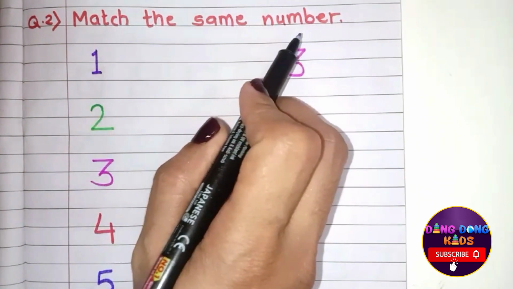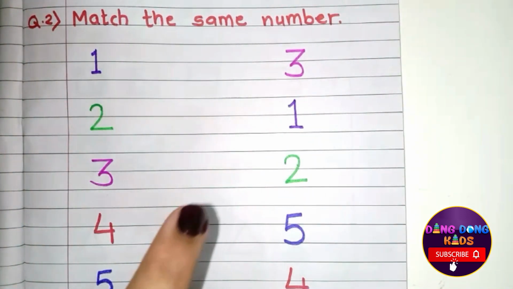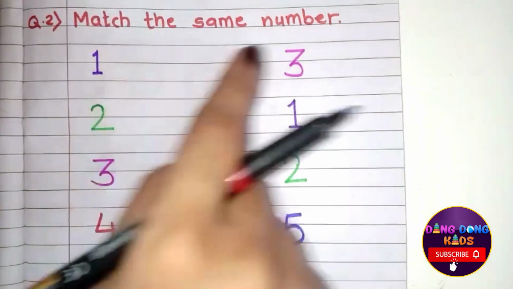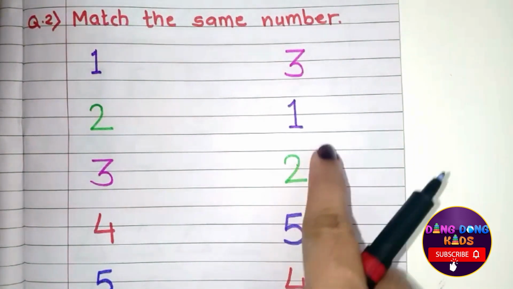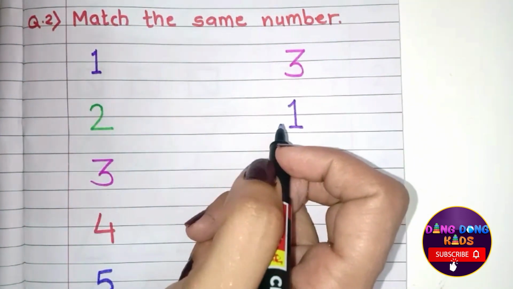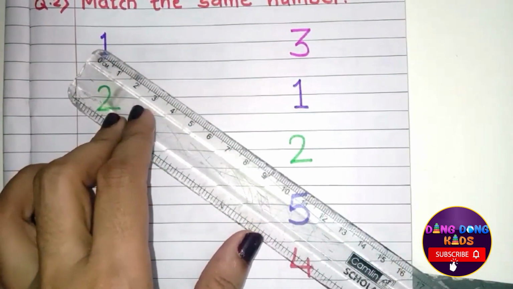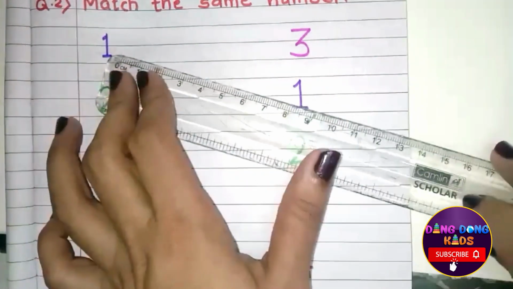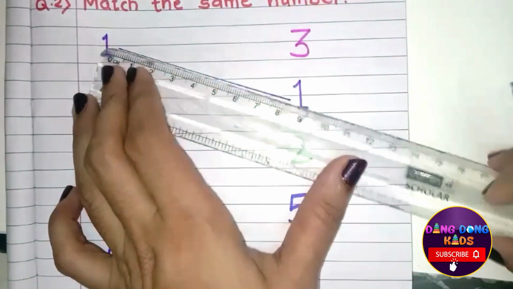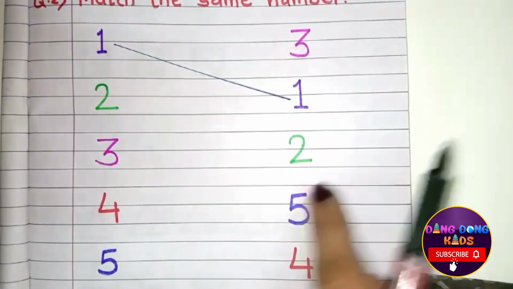Match the same number. Here you have to match the same number. Number 1. So here you have to find out where is number 1. Here. Let's match the number. Use scale and let's match the number. 1. Here we will match. Then number 2. Find out number 2 from here. Here.